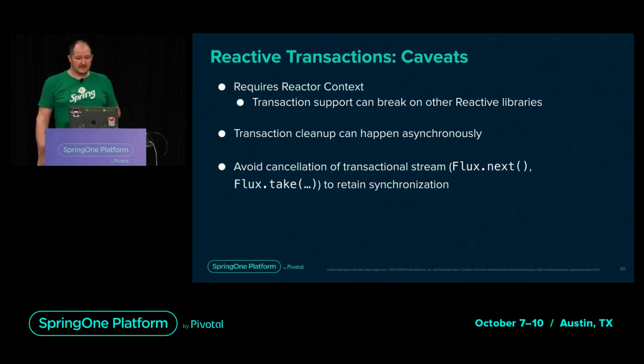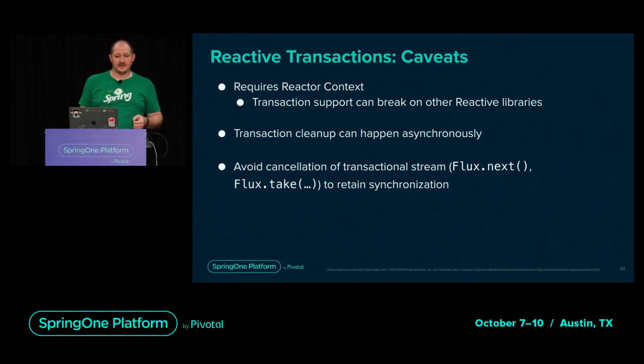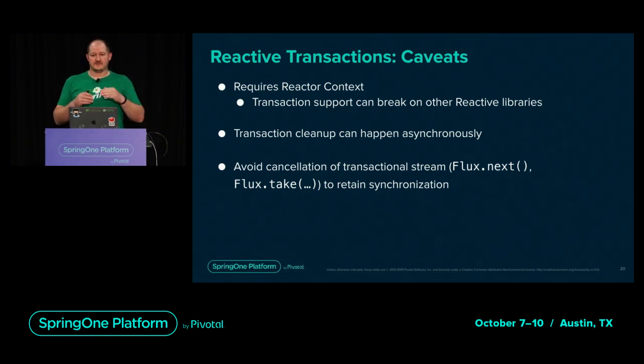Another thing that we've seen during the development is that transaction cleanup can happen asynchronously. While all these steps have a time dependency, so you have to begin before you start with your work, and you have to commit after you applied your work, the cleanup itself can happen in an asynchronous way if you cancel the transactional stream, which means the cancellation is a signal that tells the upstream publisher, okay, I have received enough data, I don't need any more, now I can progress from this point on myself.